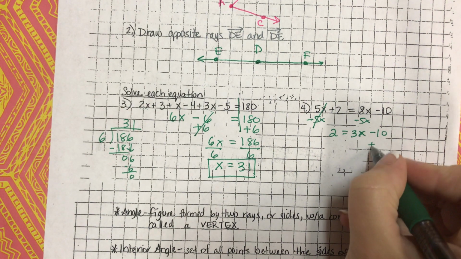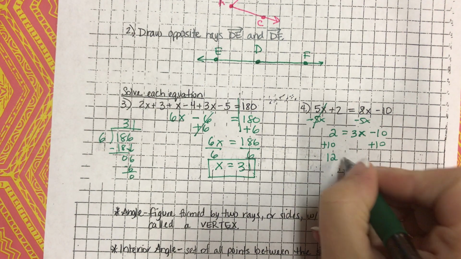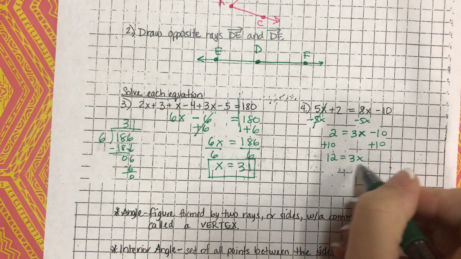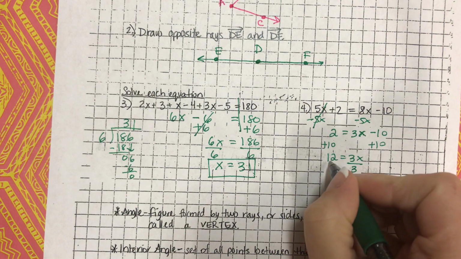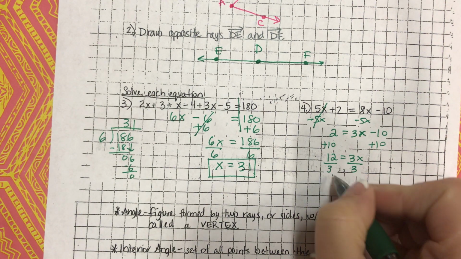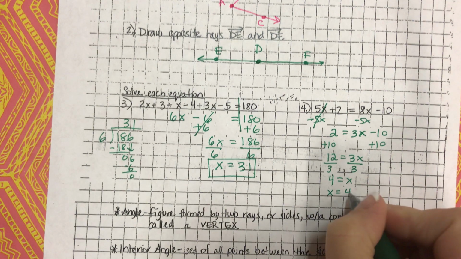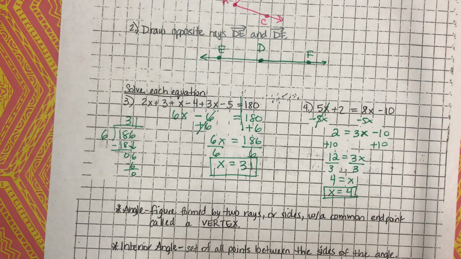Right? So we're going to add 10 to both sides. 2 plus 10 would be 12 equals 3x. We want to get x by itself, so we do the inverse operation and divide by 3 on both sides, and we get 12 divided by 3, which would be 4 equals x. And I always like to use the symmetric property of equality and get that x on the left side. So if you got a 4, great job.